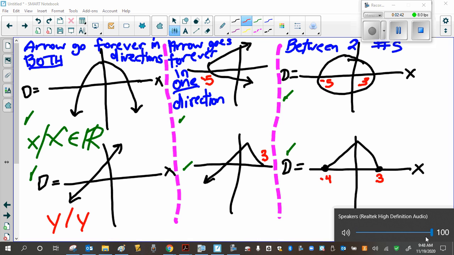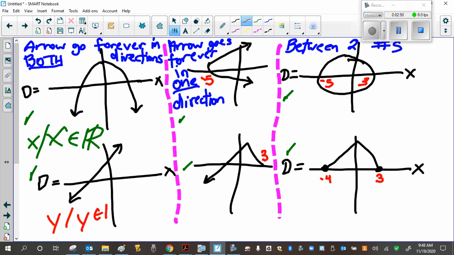Sorry, my volume, hopefully you could hear me. Can you hear me better? So this would be y is an element of all real numbers. Okay, so that's one you're pretty happy with, arrows in both directions, because you get full marks for that and that.